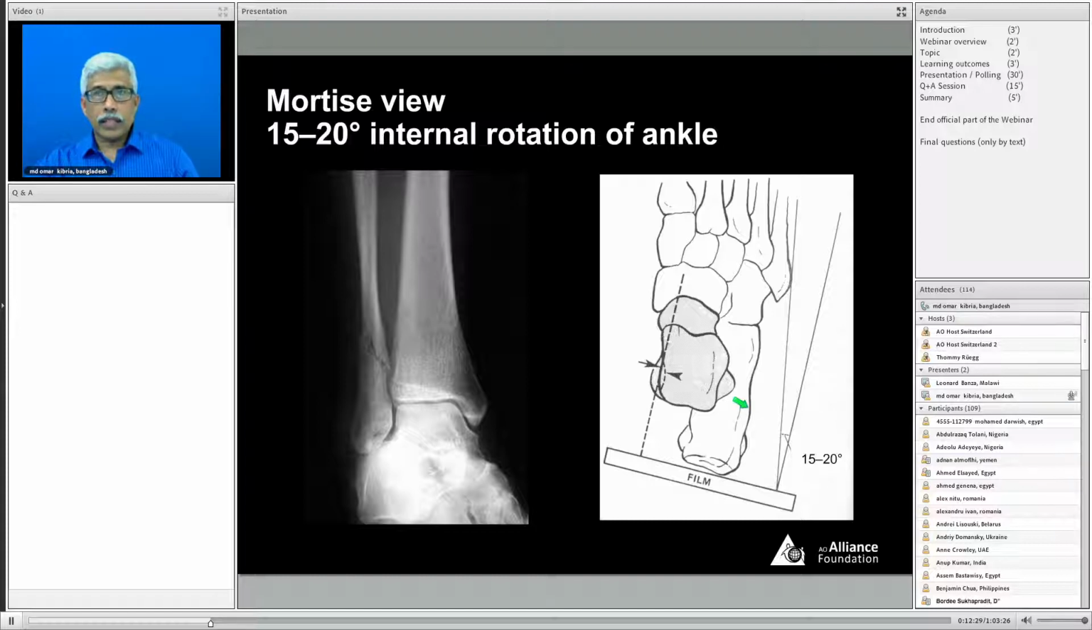Once you take this X-ray, you can see the joint space all around the tibia. It should have equal breadth all around. That is another guideline to appreciate whether any talar shift is there or not.